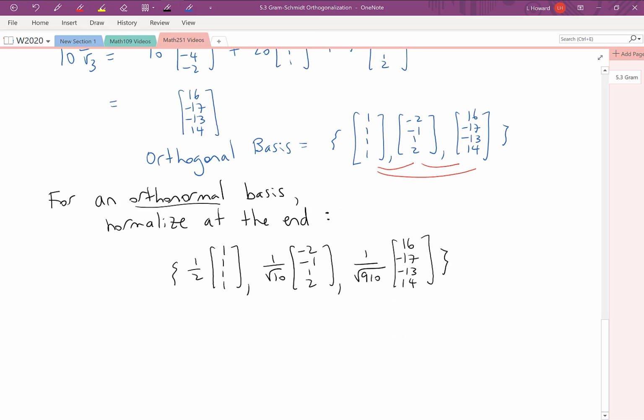So this procedure that we just applied is called Gram-Schmidt orthogonalization. It's the same name whether you're finding an orthogonal basis or whether you're finding an orthonormal basis. That process is still referred to as Gram-Schmidt orthogonalization.